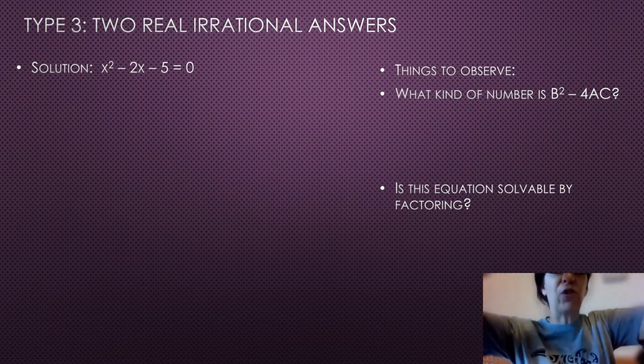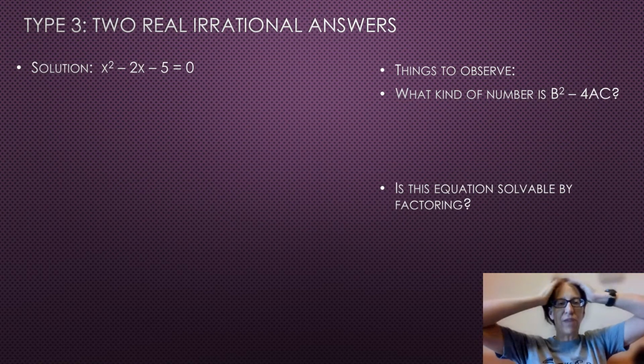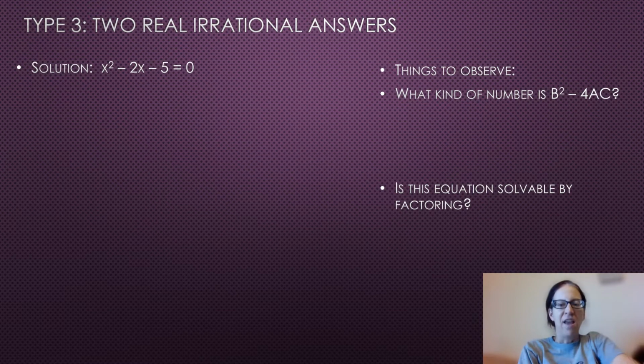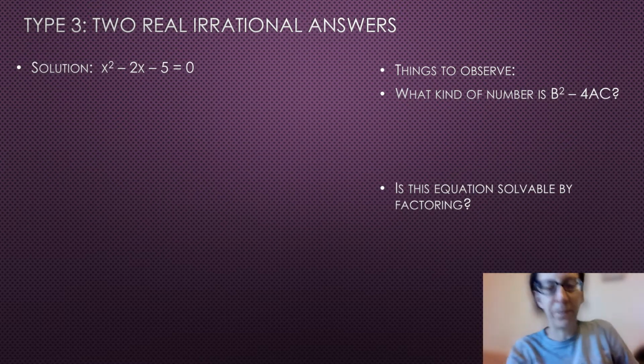I think we've looked at this problem before, so if you take really good notes, it is possible you could find this or some other piece of it in your notes somewhere. But go ahead and pause the video and solve this equation using the quadratic formula. And then again, we're looking for those observations. What kind of a number is b squared minus 4ac? And is this equation solvable by factoring?